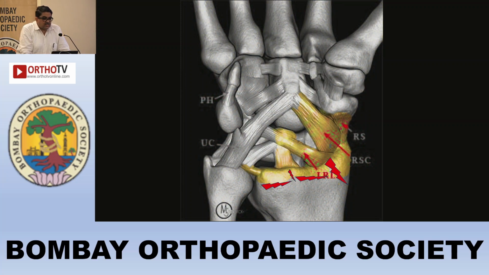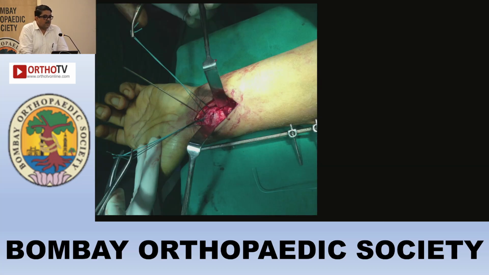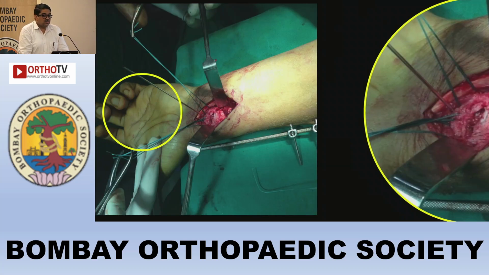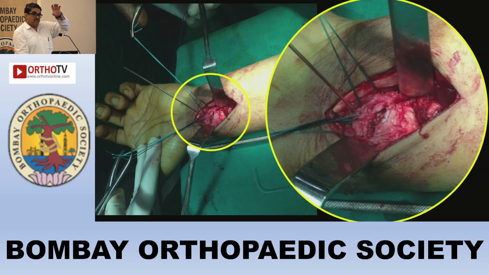And all these fragments are each having a very important ligamentous attachment to it. The radial styloid, the radioscaphocapital ligament, the intermediate rim where the radiolunate ligament is attached, and the ulnar corner where the TFCC is attached. So that is how it looked. That entire rim of the radius was sheared, and the only method of fixation which could securely hold it in place was ethibond sutures through those ligaments.